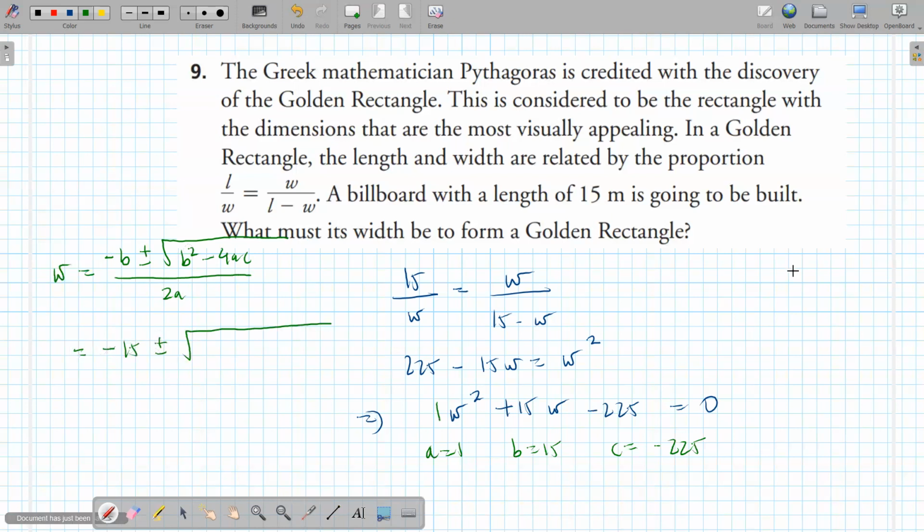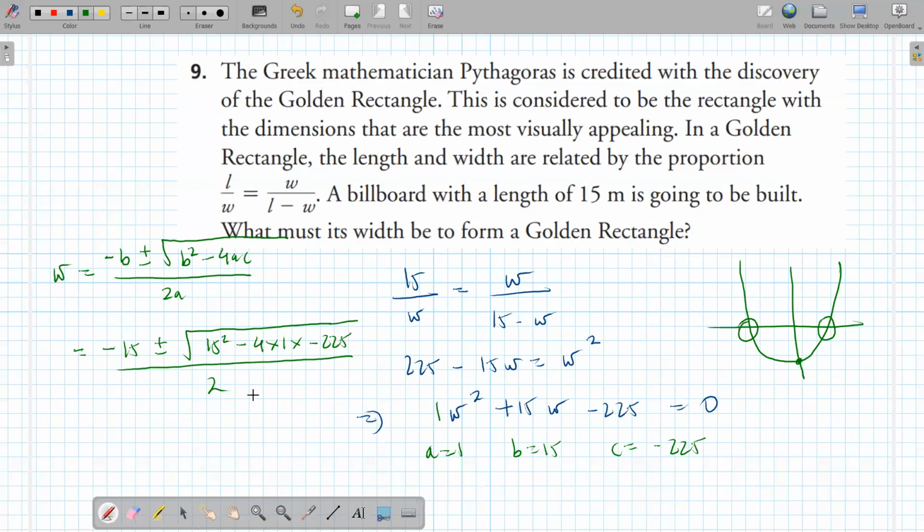There is an x-intercept here. We know that because it's opening upwards and the y-intercept is negative 225. So we're going to get two x-intercepts. One of them will be positive and one of them will be negative. Right, there we go. That's what we have.